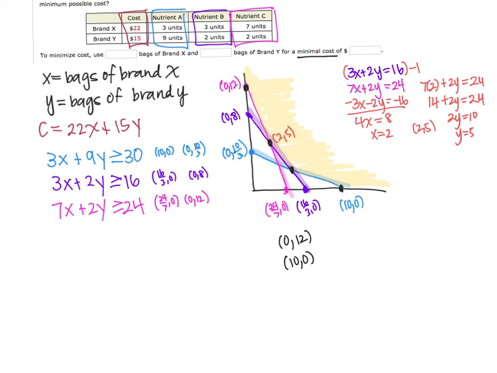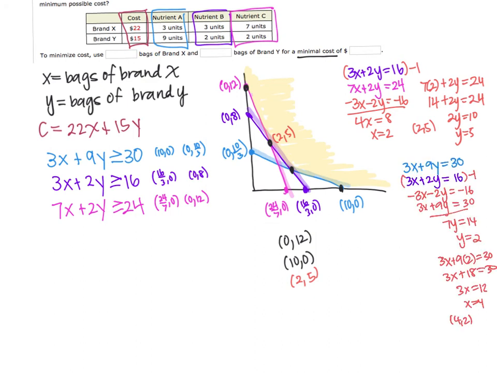Okay, I used elimination. I calculated one of the intersection points to be 2, 5. Then I just need to find this fourth vertex of the solution region, which is my purple and my blue line intersecting. And then for my last vertex, I found 4, 2. So I found all the vertices of the solution region. So one of those must produce the optimal value, which in this case, the question is asking me for the minimal cost, so I'm looking for the lowest possible value.